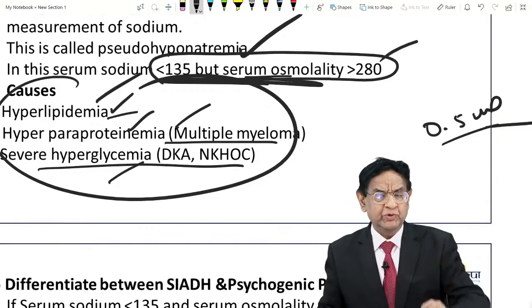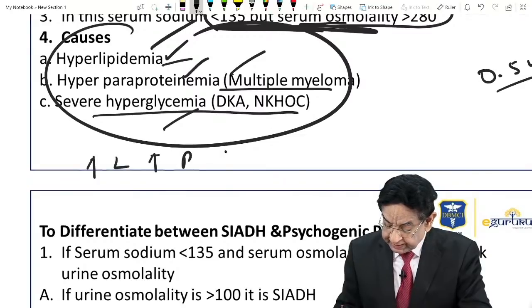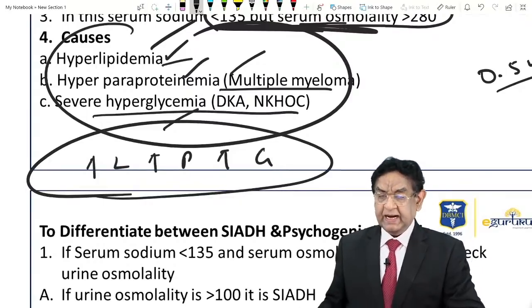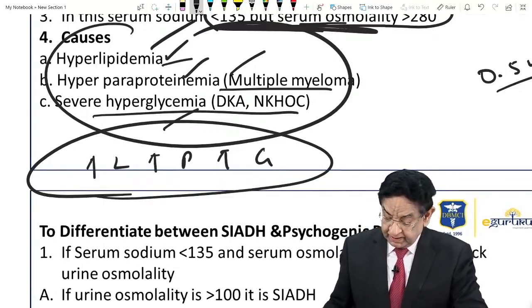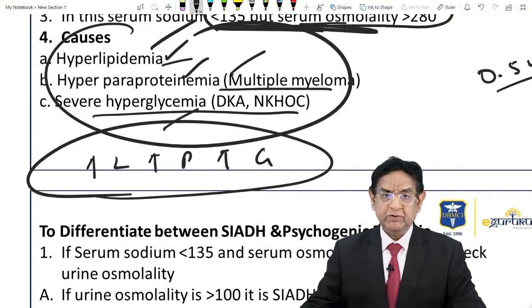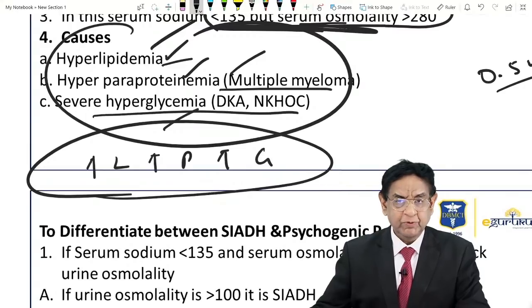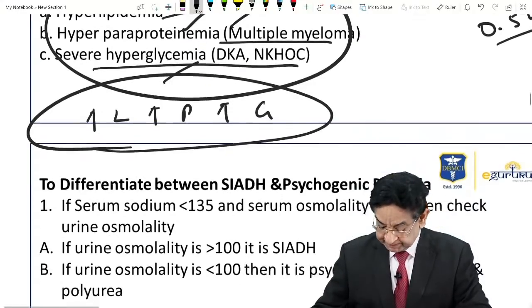I will make it more simple. Any condition which leads to increased lipid, increased protein, increased glucose, hyperlipidemia, hyperproteinemia, and increased glucose, they are going to cause pseudohyponatremia. Agreed? Things made very simple.